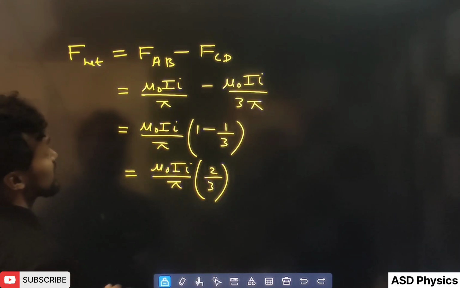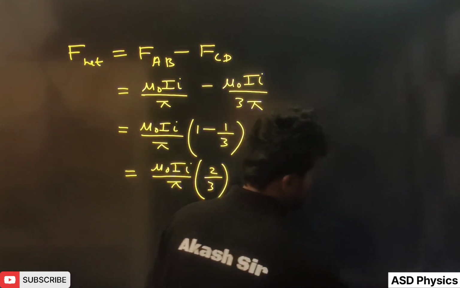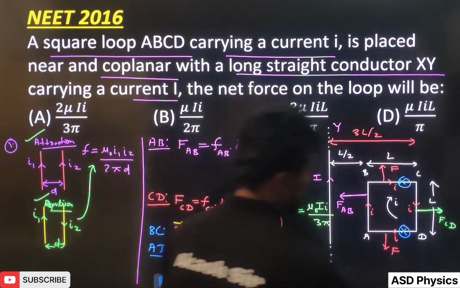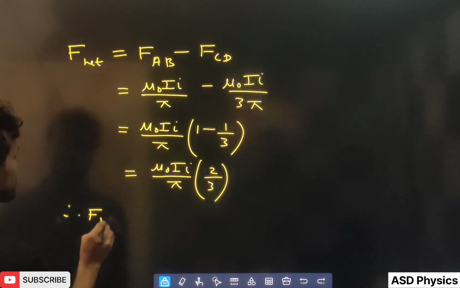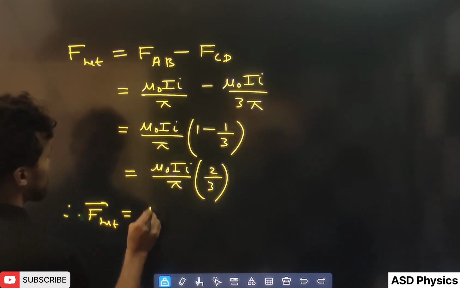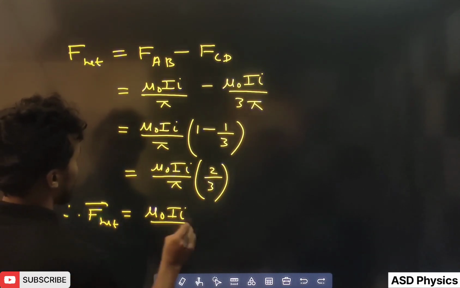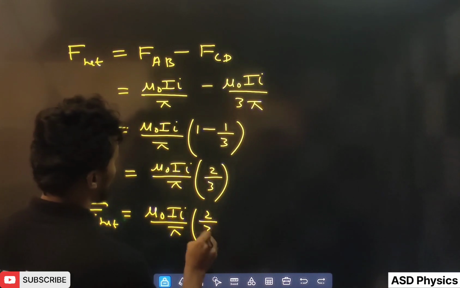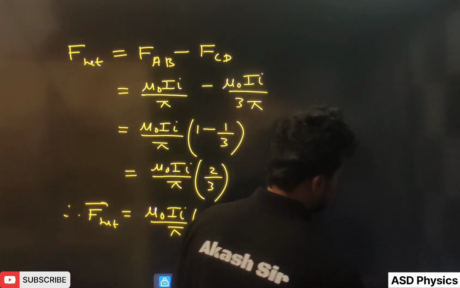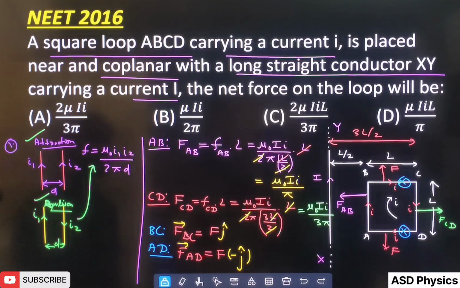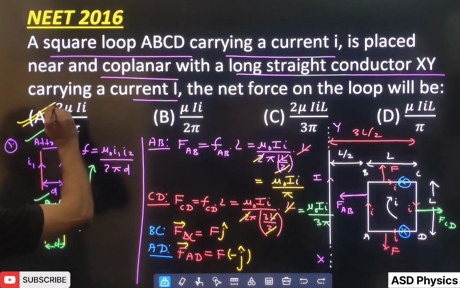And the net force will be in which direction? In the direction of AB. Which direction is AB? This side is AB. So if you write it in vector form, let's say for example they ask in vector form, what will it become here? Mu naught II by pi into 2 by 3, this side, that means minus i cap. Okay, so let's check the options. The correct option, by seeing all of them, is option A.